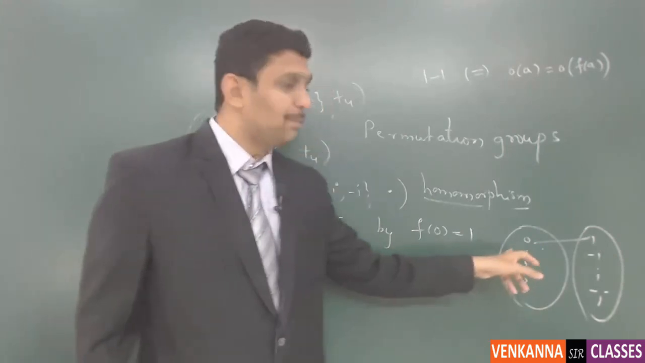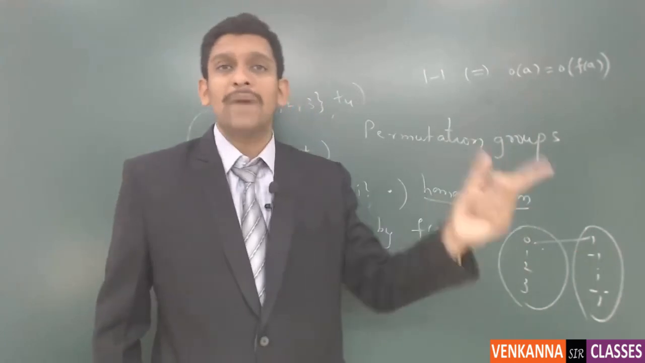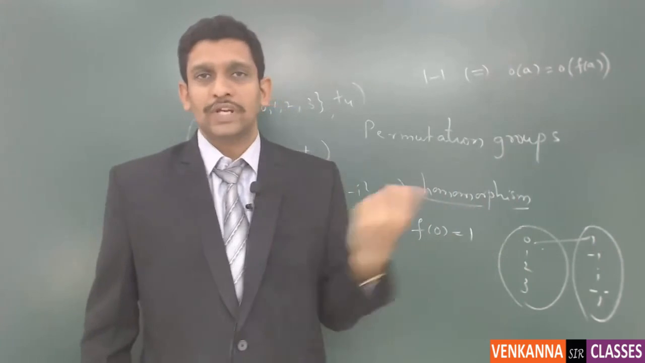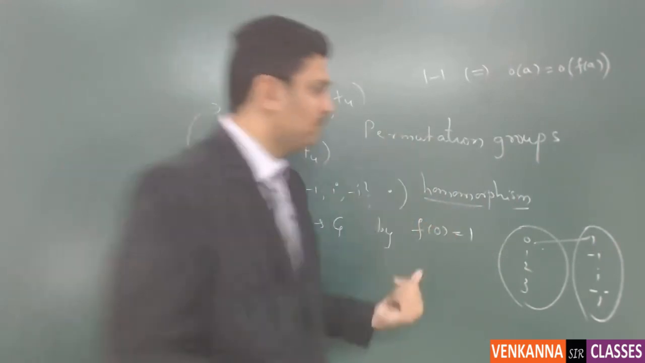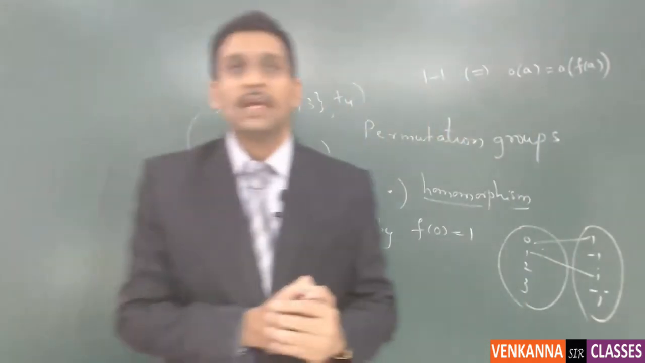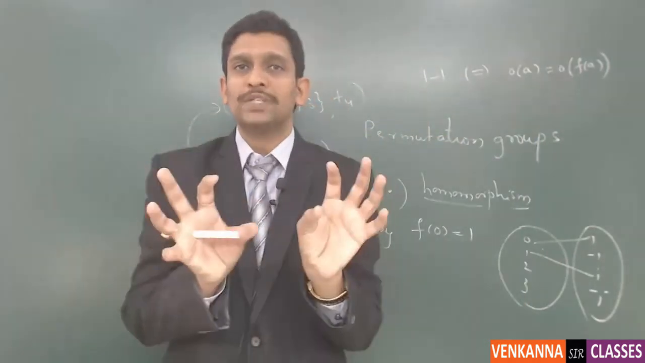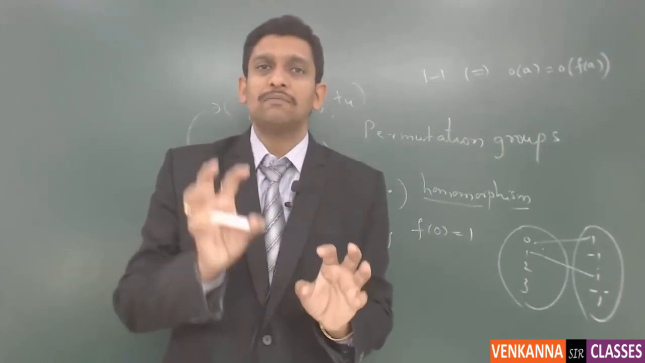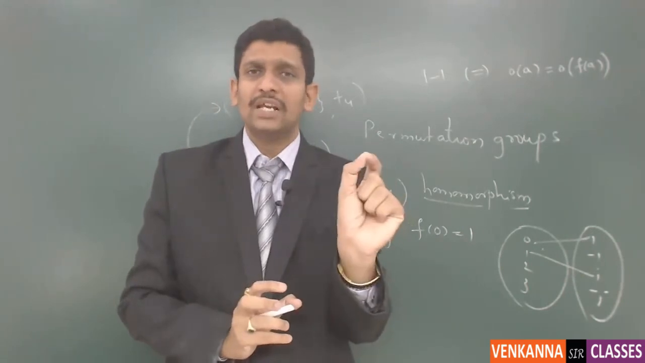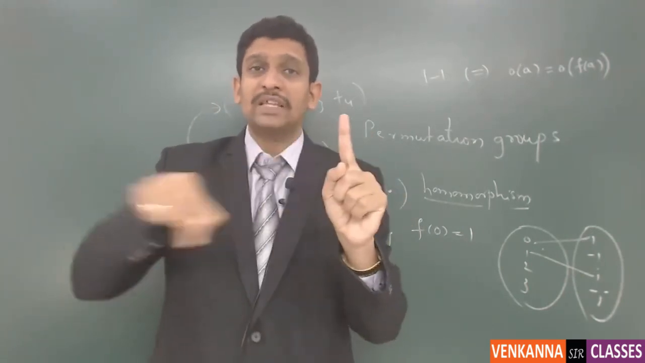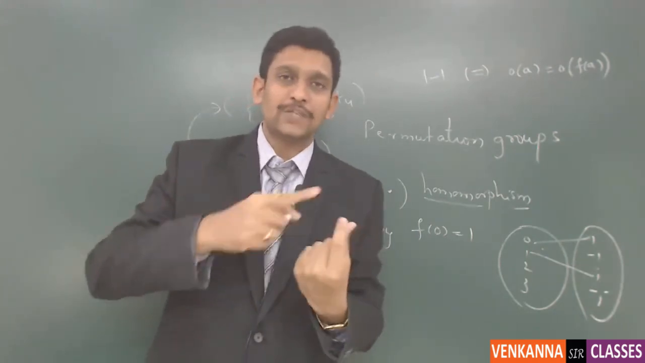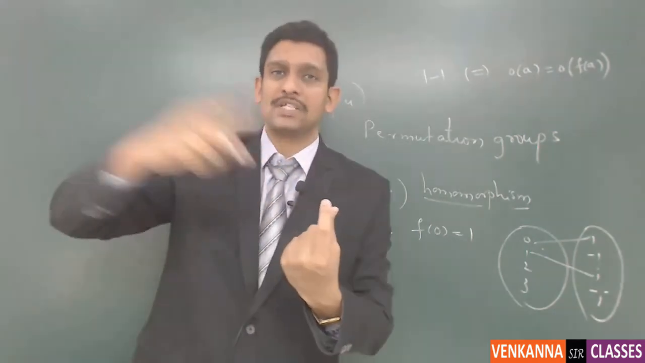So, I can pair 1 with i or minus i. That is my choice, because they have equal order. So, here, I am going to pair 1 with the element i. Since you are dealing with groups, homomorphism preserves the structure. So, whenever you pair an element with another element, immediately you have to pair the corresponding inverse with the corresponding inverse.